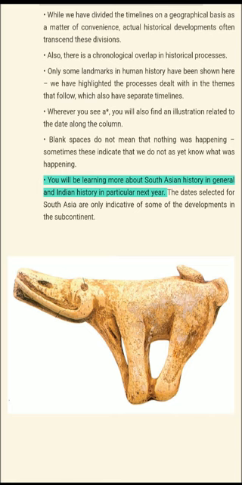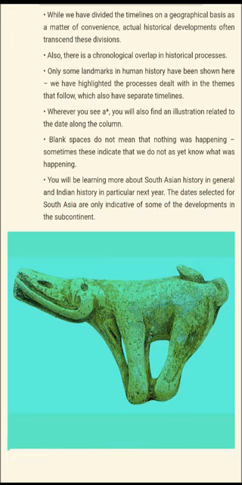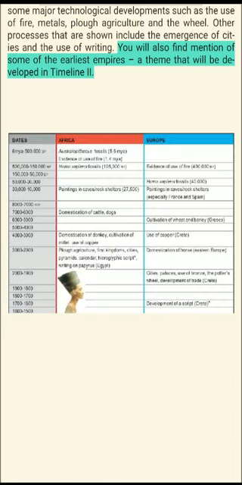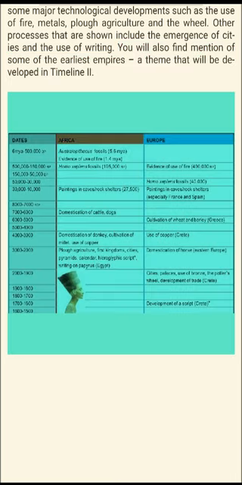You will be learning more about South Asian history in general and Indian history in particular next year. The dates selected for South Asia are only indicative of some of the developments in the subcontinent. This timeline focuses on the emergence of humans and the domestication of plants and animals. It highlights some major technological developments such as the use of fire, metals, plow, agriculture, and the wheel. Other processes that are shown include the emergence of cities and the use of writing. You will also find mention of some of the earliest empires, a theme that will be developed in Timeline 2.